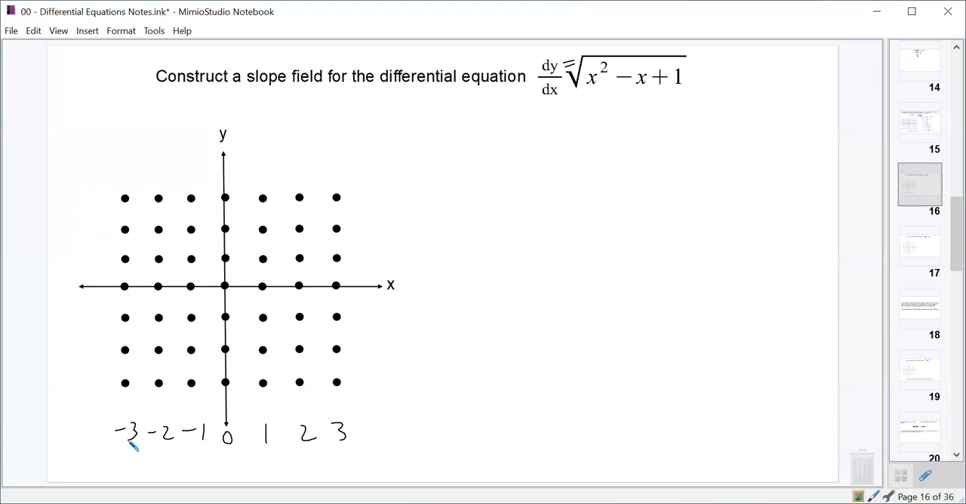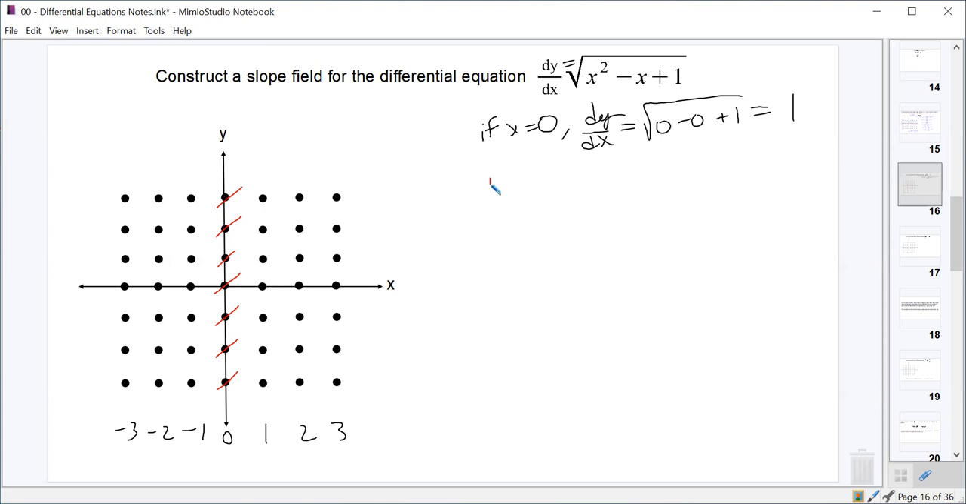So in each vertical column, the slopes are all going to be the same, right? When I plug in x equals 0, dy dx is going to equal the square root of 0 minus 0 plus 1, which is 1. It doesn't matter what the y coordinate is because there's no y in our differential equation. So everywhere along the y-axis, where x is 0, we'll have slopes of 1. And what we'll want to do is just plug in 1, 2, 3, -1, -2, and -3 into this, and generally see what it looks like.